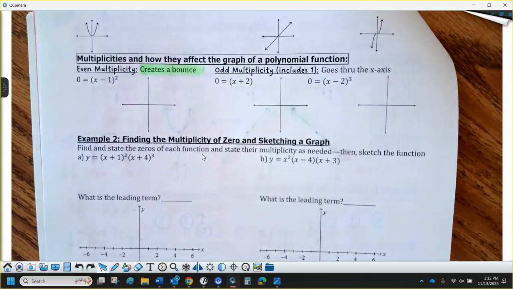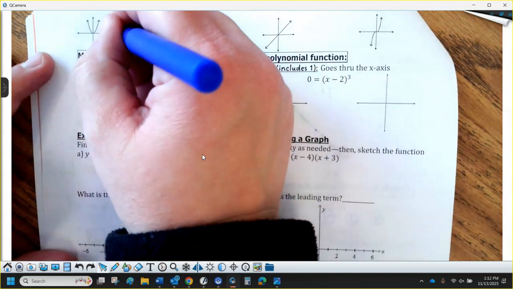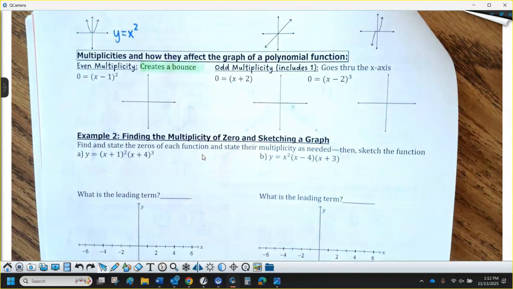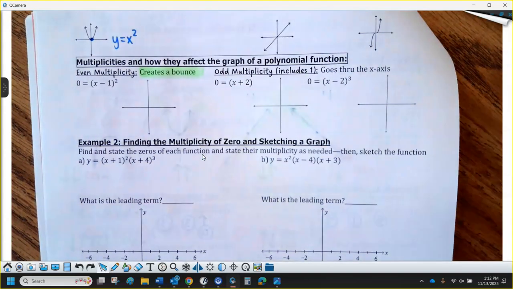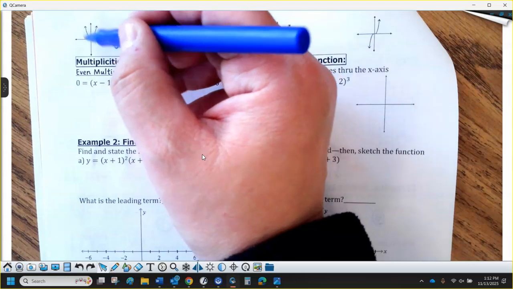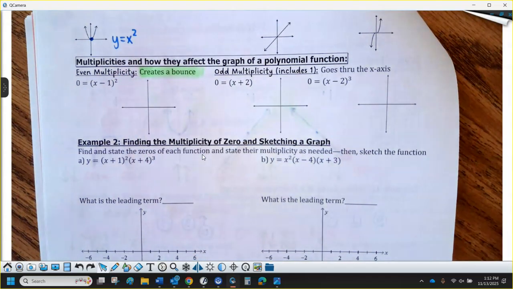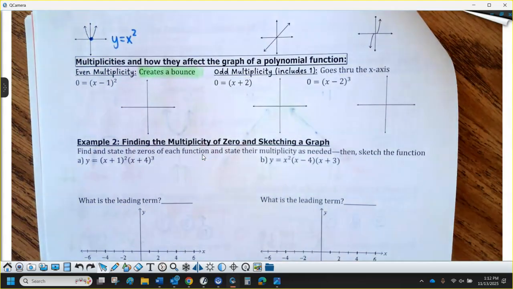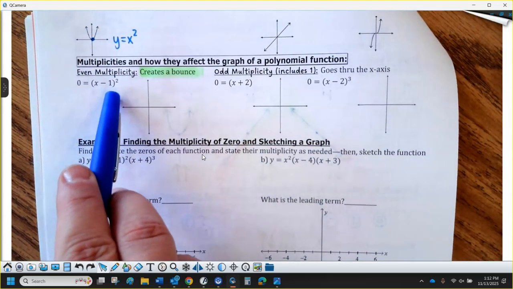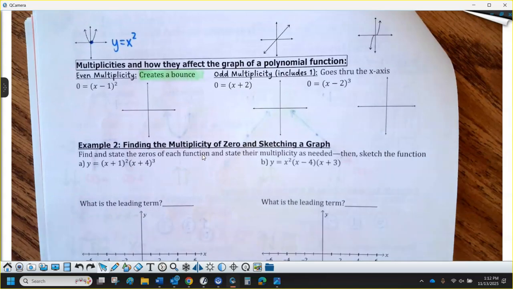That might not be the technical definition, but basically what happens in an even multiplicity, it's like a parabola. I have a little parabola up here. This would be an example of an even multiplicity, right? Pretend this is just y equals x squared. So 0 would be the 0, right? And you guys can see it doesn't actually go through the x-axis. So it comes down, touches the x-axis, and then bounces back up. So this would be an example of an even multiplicity here.